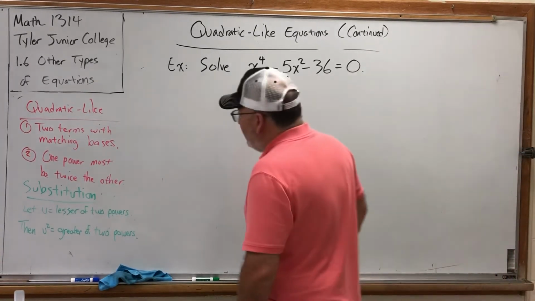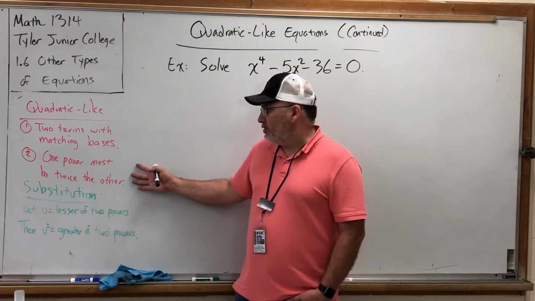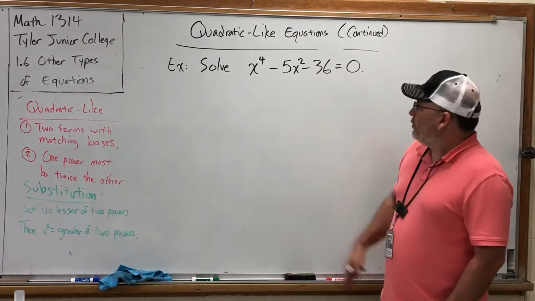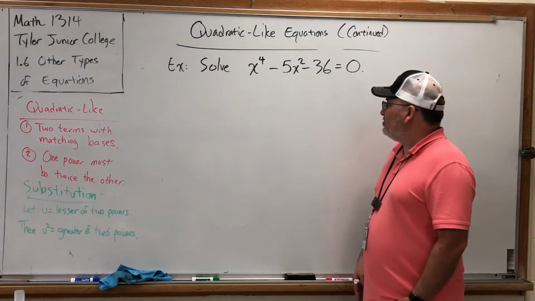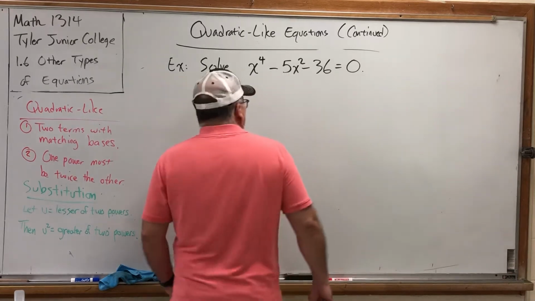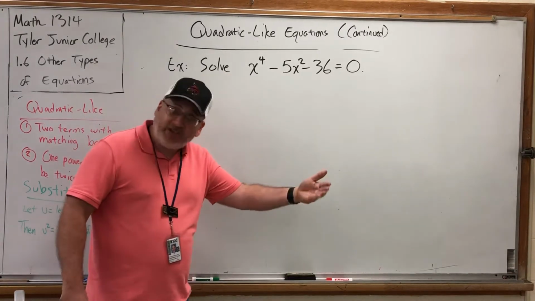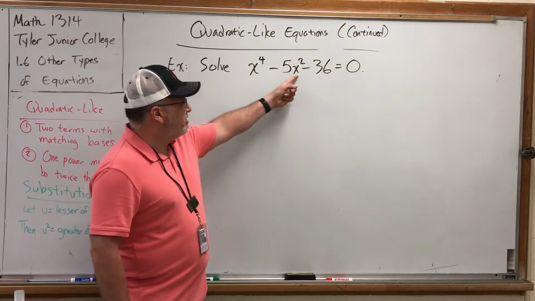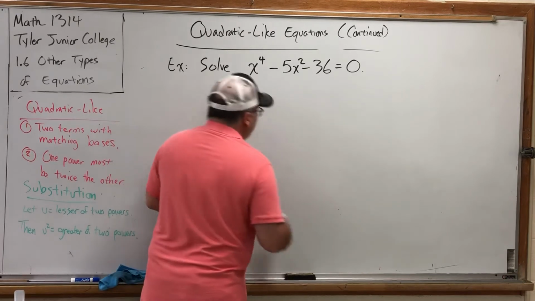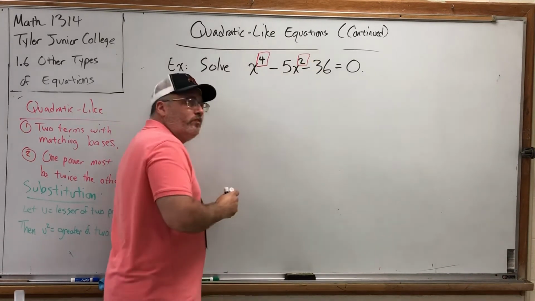Just a reminder, those are equations with two terms with matching bases and one power is twice the other. For example, x to the fourth power minus 5x to the second power minus 36. Two of the terms have matching bases, base being a part that has an exponent. In this case, the matching bases are x, but one power is twice the other.